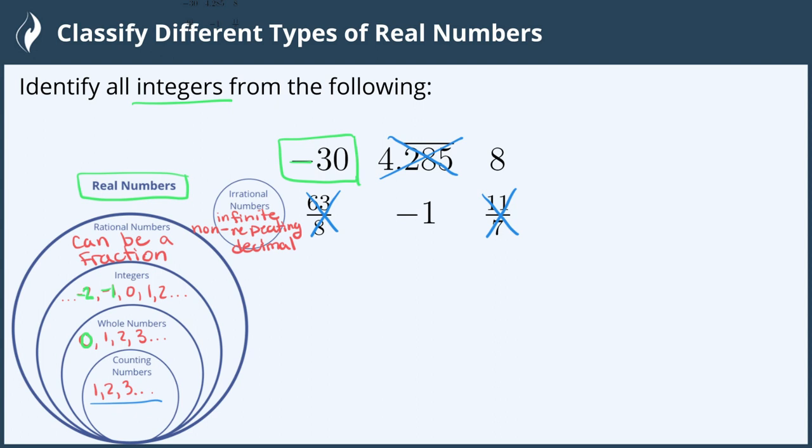8 started with the counting numbers, and it continued up to the whole numbers and the integers, which means it is also an integer. -1 started in the category of integers when the negative numbers were being included. It is a whole number in the sense that it is not a fraction, and it is also an integer. These are the 3 integers from this list, and we're all done.